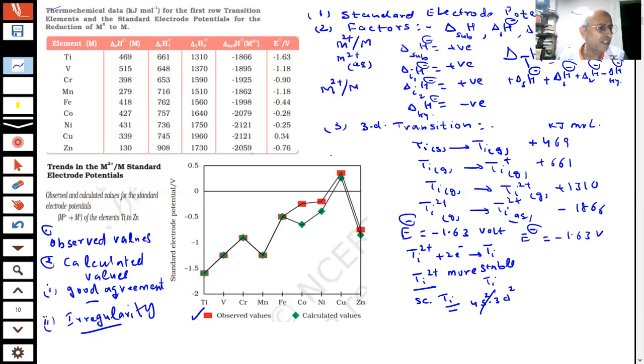So what answer are you giving, students? Tell me fast. We have only 30 seconds. Why is there an irregularity in the values of the standard electrode potential of transition elements? What answer are you giving? Because these values are dependent on four factors. And there are irregularities, students, in the variation of ionization enthalpies and hydration enthalpies. There are irregularities already in the ionization enthalpy and hydration enthalpies of the transition elements. That's why these values are irregular. Question answered.